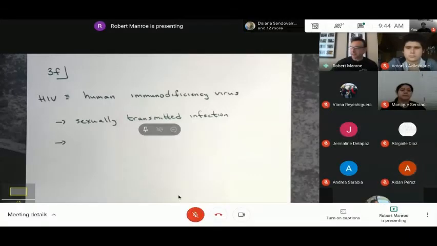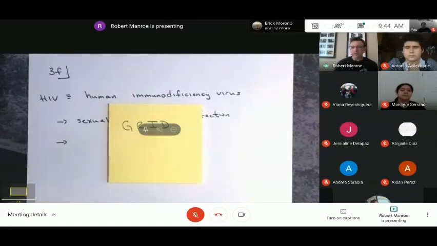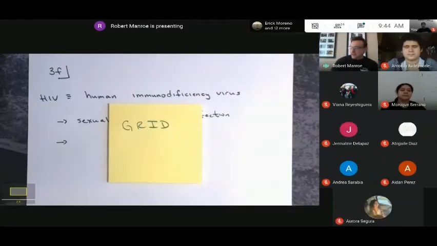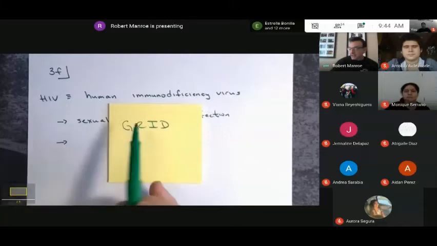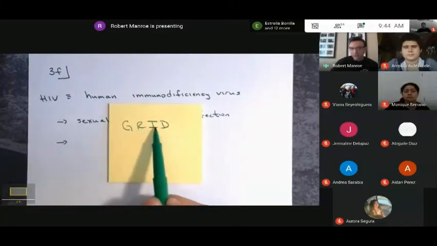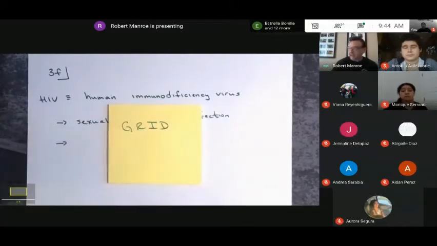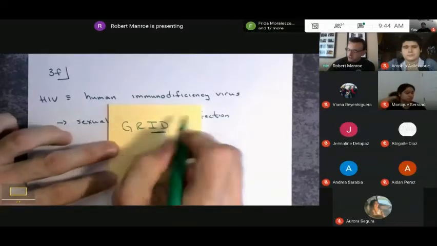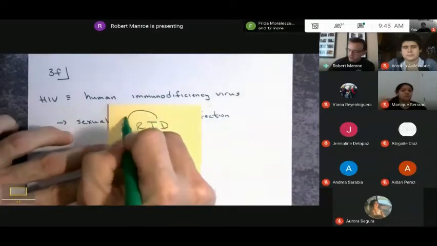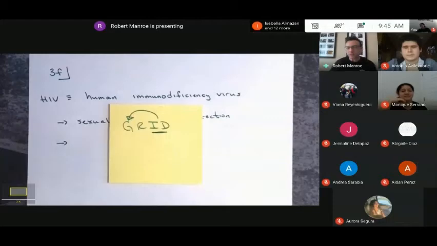No. Nope. They called it GRID. Okay, they called this GRID, gay-related immunodeficiency, as if the biology knew the sexual preference of the individuals who are expressing the symptoms. This blows my mind. As a biologist, I'm like, you've got to be kidding me.